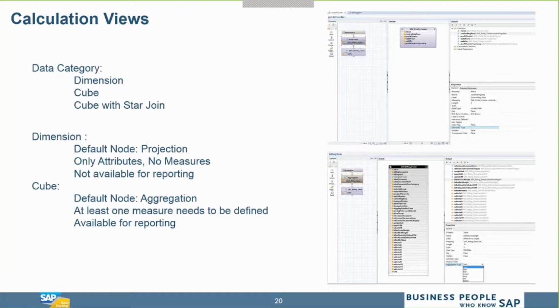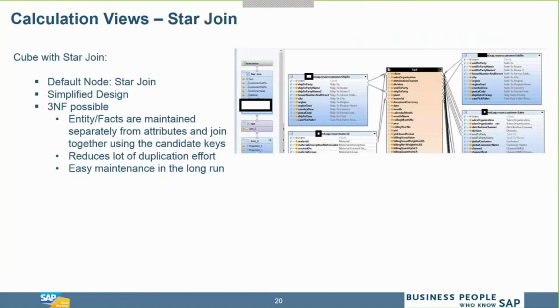The second one is cube, which I would say is your calculation view in the earlier days. The default node will always be an aggregation, but what you have to keep in mind is at least one measure needs to be defined. That means for one numerical data type object, you have to mention whether there is a sum, min, max, or you have to define an aggregation type. And this is what is available for reporting.